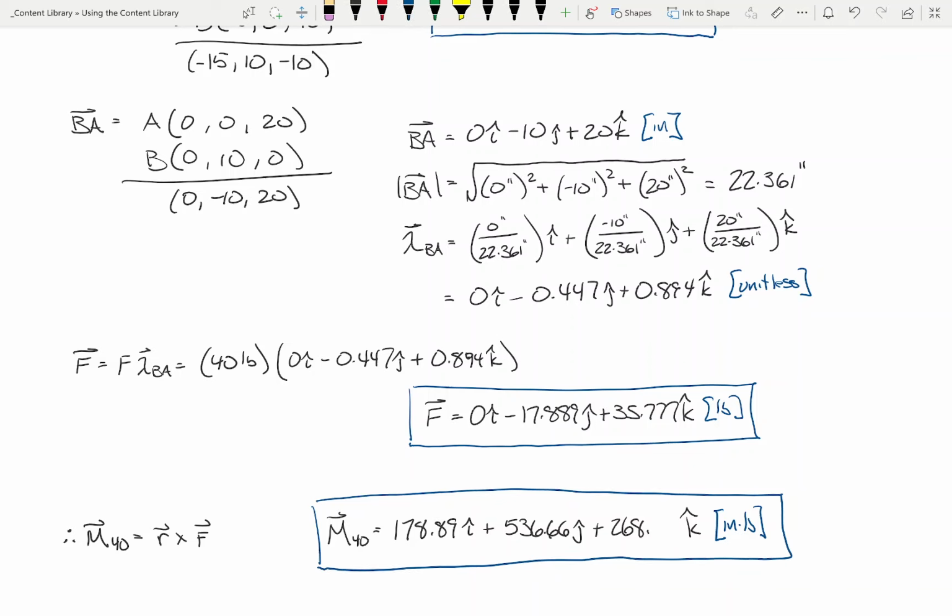So if we want to sum these vectors up, we now have this vector. So all we have to do is just add them. Am I going too fast? You tell me if I am. Everybody good? Okay.